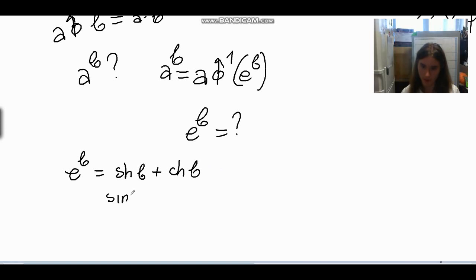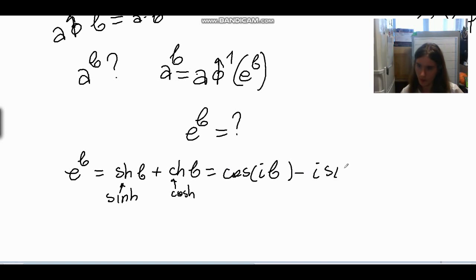Oh, you write it like that. I mean, that's the same thing. And it looks like cosine of i times b minus i sine of i times b. Yes, like this. It's about trigonometry, not about another piece of algebra or something.